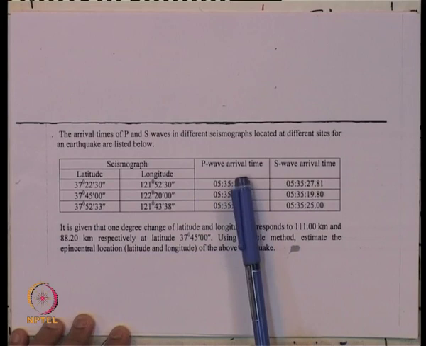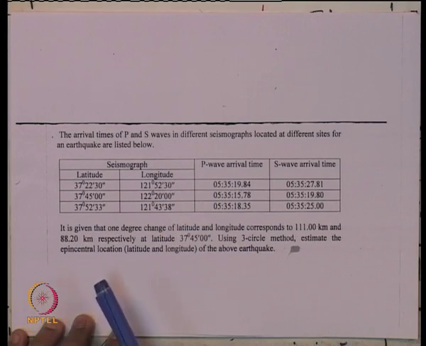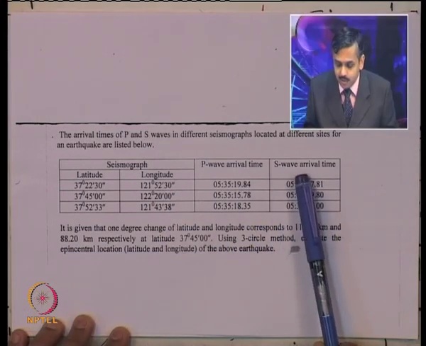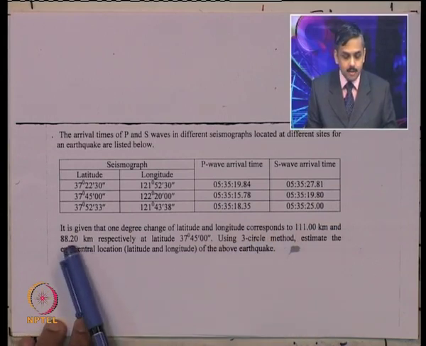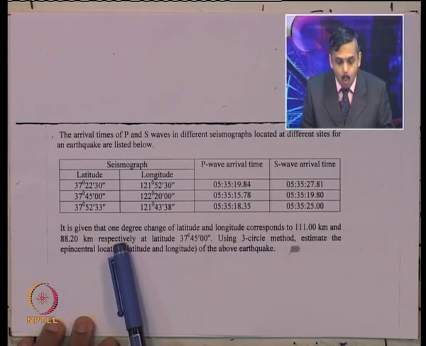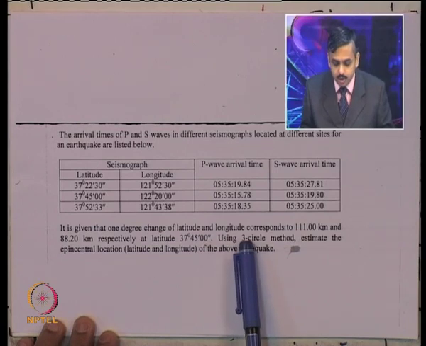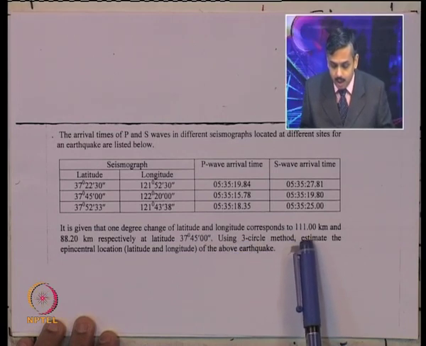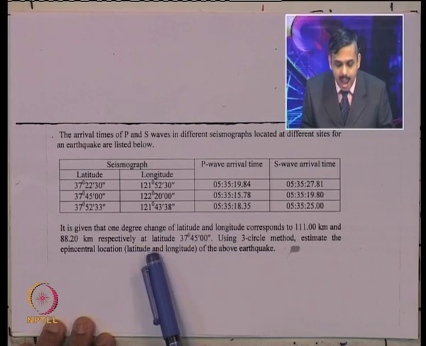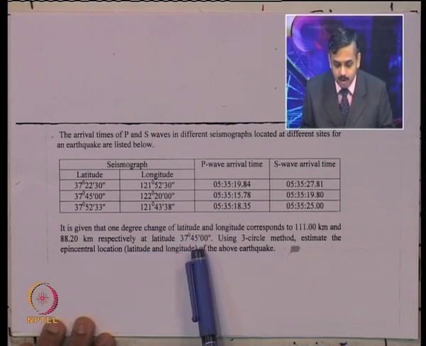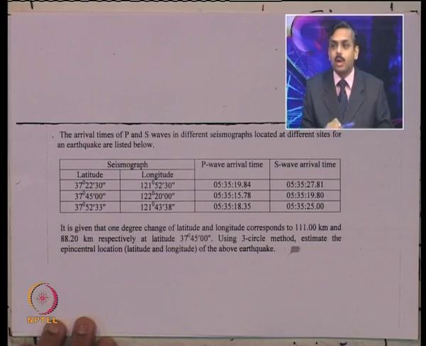This column is showing the P wave arrival time in the individual seismograph stations, and this column gives us the S wave arrival time in these three seismograph stations. So what is asked: it is given that 1 degree of change of latitude and 1 degree of change of longitude correspond to 111 kilometer and 88.20 kilometer respectively at the latitude location of 37 degree 45 minute 00 second. That means at the latitude location where seismograph number 2 is located.